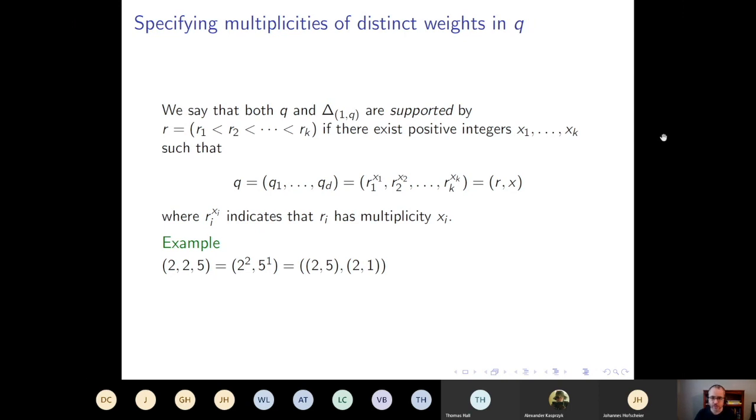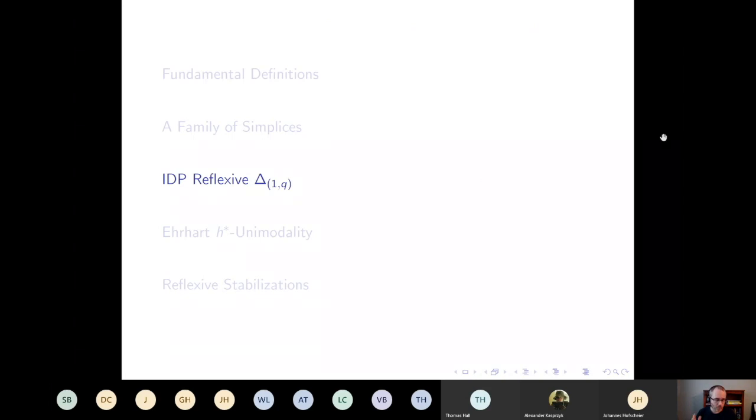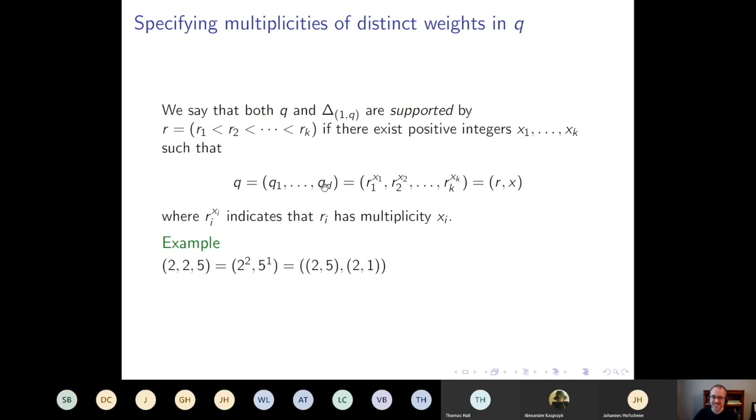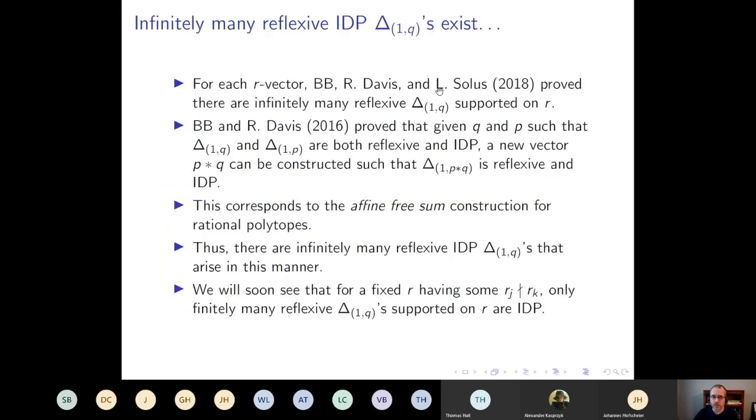Okay, so these are the simplices we're interested in. So let's focus a bit on when are these things IDP and reflexive. Okay, so we know a few things already. So for each R vector, so for each set of distinct entries in Q, you can ask what types of reflexive delta 1 Qs are supported on that particular set of distinct weights with some multiplicities. And so with Rob and Liam, I previously proved that there's infinitely many reflexives supported on a given R.